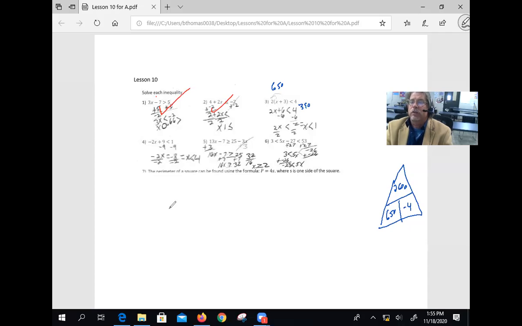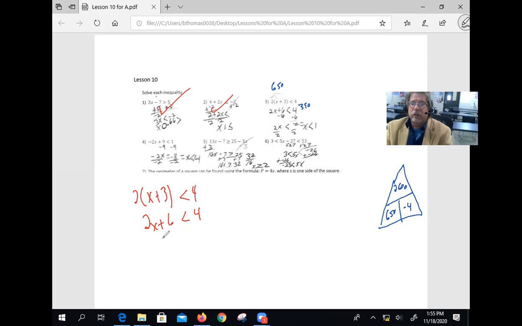Now if I move to question 3, you have this 2, and then in parentheses x plus 3 is less than 4. So remember, you got to remove the parentheses. So you got to multiply the 2 through the parentheses. That's going to give you 2x plus 6 is less than 4. So notice how your first step is perfect. You distributed through the parentheses perfectly.